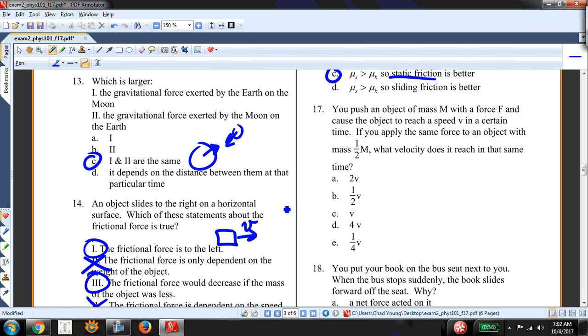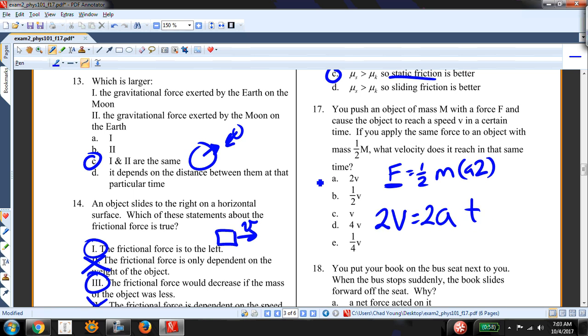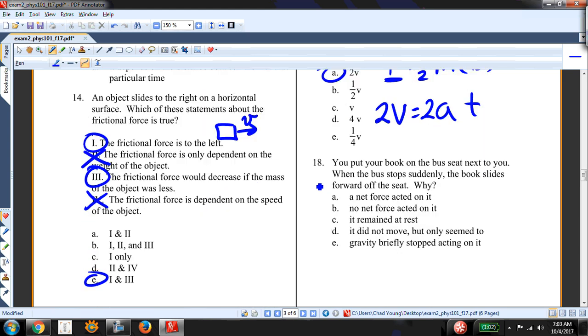You push an object of mass m with a force F and cause the object to reach the speed v in a certain time. If you apply the same force to an object with half m, what velocity will it reach? Well, since F equals ma, and I have half m, I'm going to have twice the acceleration given the same force. So if I have twice the acceleration, v is equal to a times t. If I double my acceleration, I double my velocity. So 17 is A.